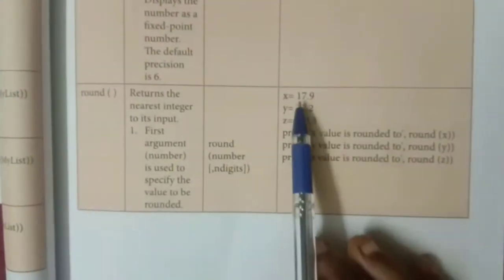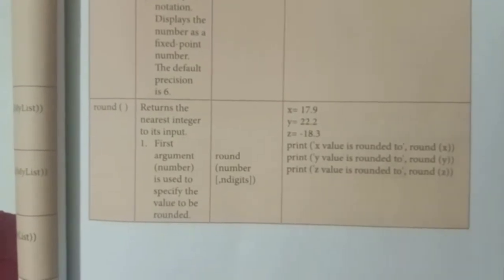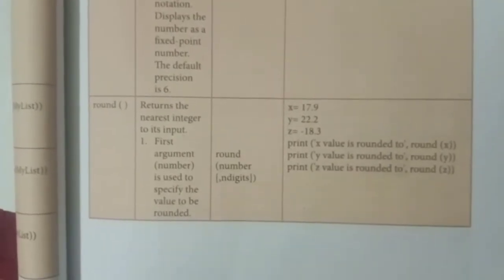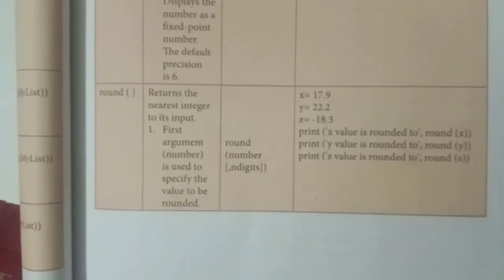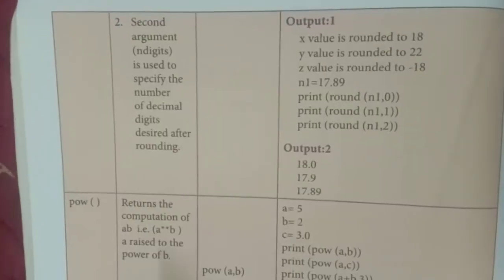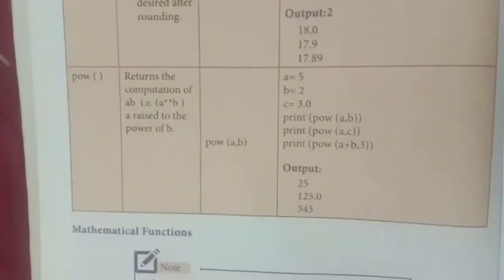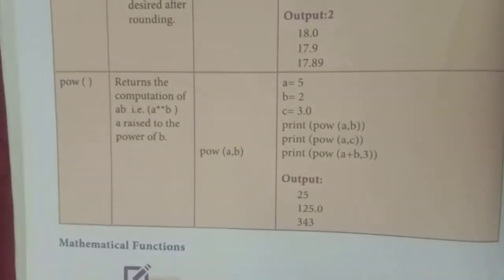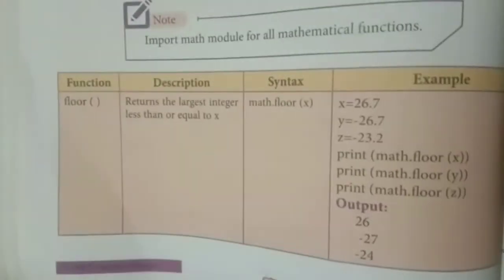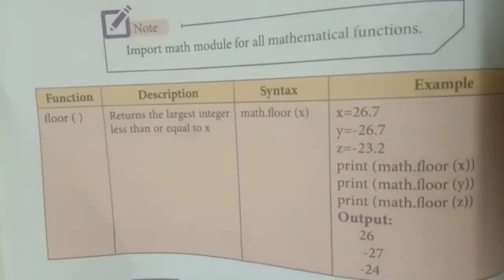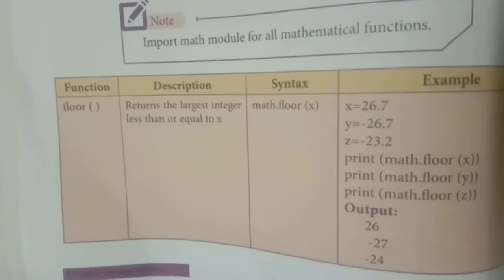Next one is the round function. Round function is, if it is given in the form of a decimal, it will round to the nearest number. If it is given in the form of an integer value, it will display one decimal point. That is the round function. Next one we have is the power function, to find out the power of the given number. Next is mathematical functions. First one we have is floor. It returns the largest integer less than or equal to x. It will return the largest integer from the given number.